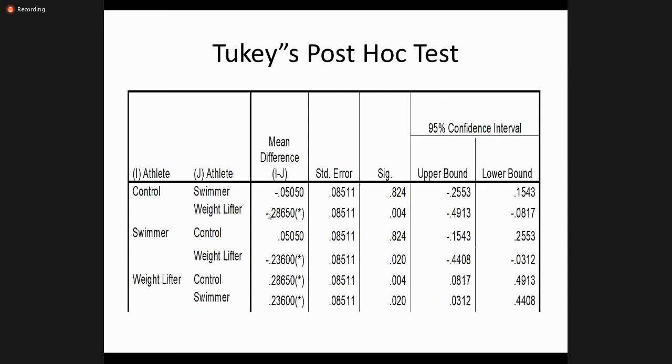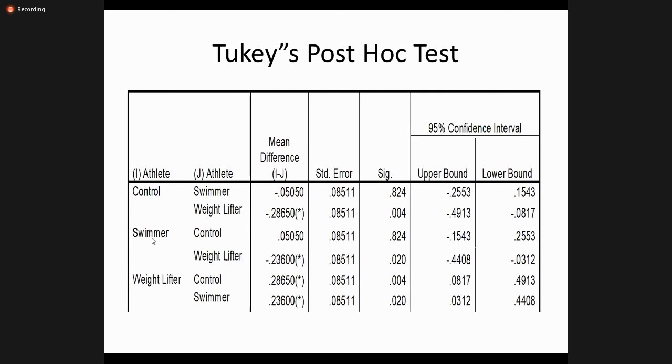So here is a multiple comparison. In this column, you can see which group has got more differences with the others. See the swimmers. We compare the swimmer with the weightlifter. Here the swimmers is 0.84. It is not significant, but the weightlifter is less than 0.05. This is significant. Then you compare the swimmer with the control and weightlifter.